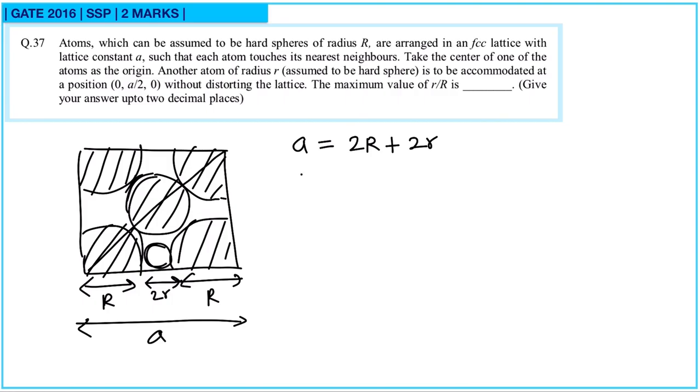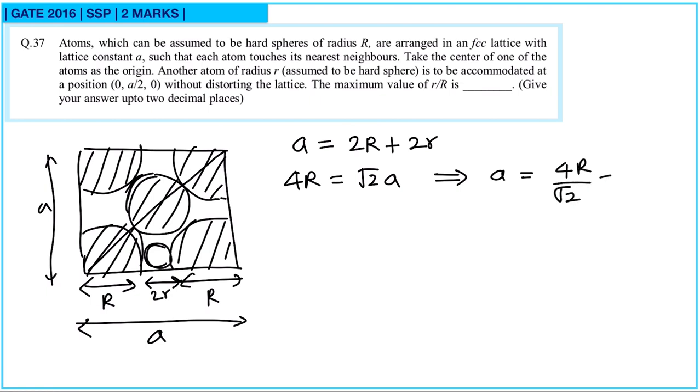Along this diagonal path, this will be 4 times radius, 1, 2, 3, 4. So 4 times radius, and that will be equal to, if this part is A and this is also A, then diagonal will be root 2A. That means A is equal to 4R by root 2, or it will be 2 root 2 into R.